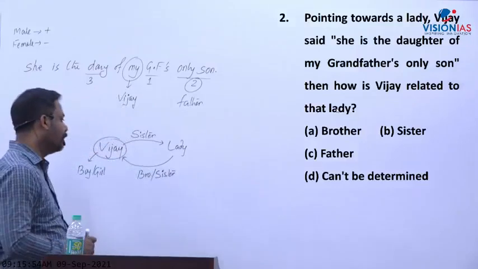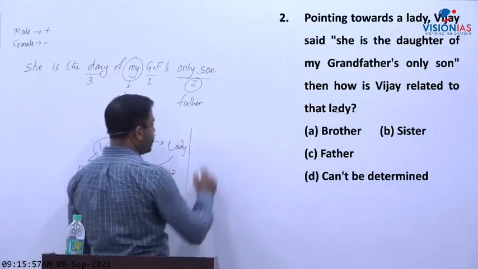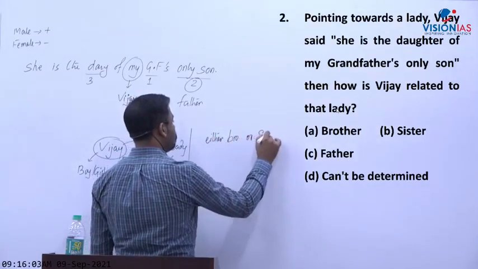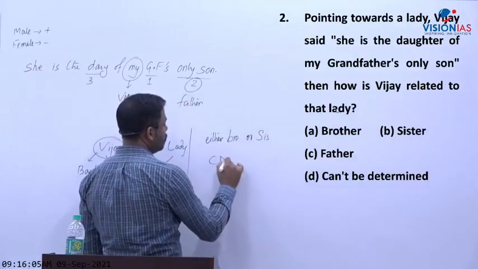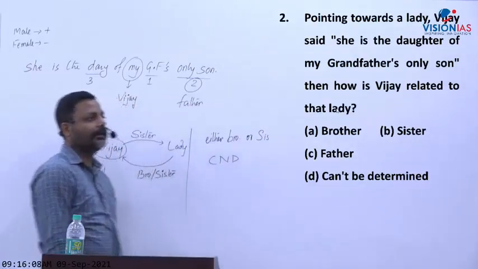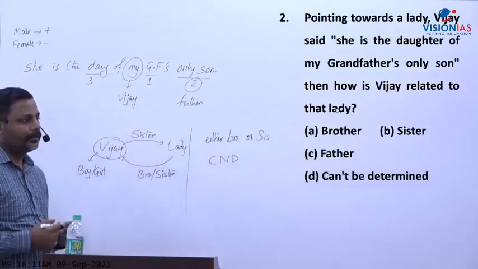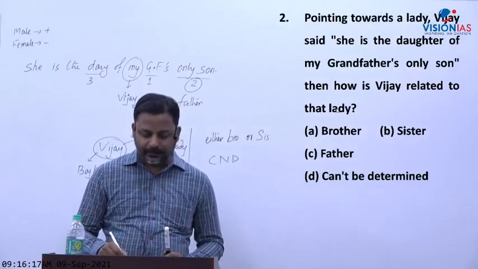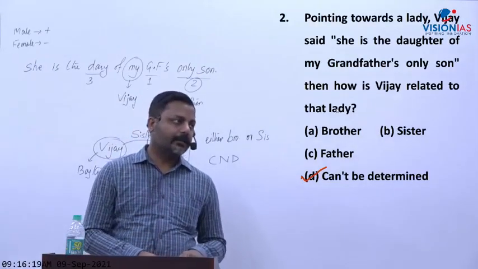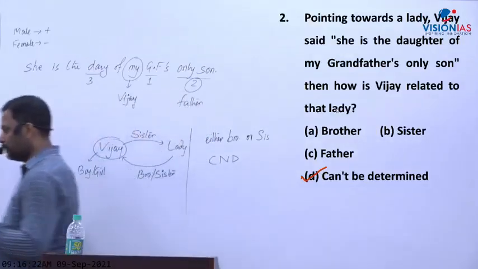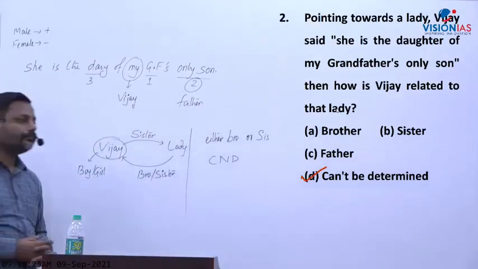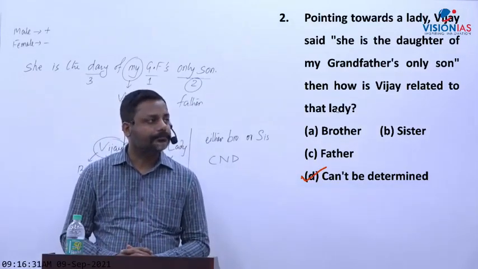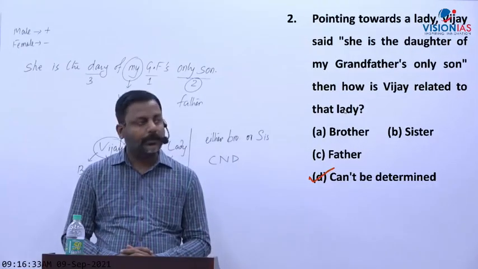So here, Vijay can be either brother of the lady or sister of the lady. So the correct answer would be either brother or sister. If that option is there, then our answer is that. Otherwise, we will answer cannot determine. So here, the correct answer is not brother. The correct answer is cannot determine, since we cannot confirm the gender of Vijay from the person's name. So that's why our answer is cannot determine. Is it clear? Do you have any doubt?